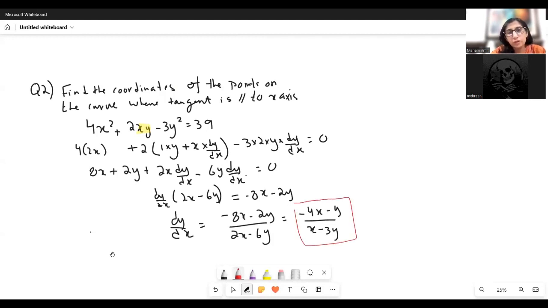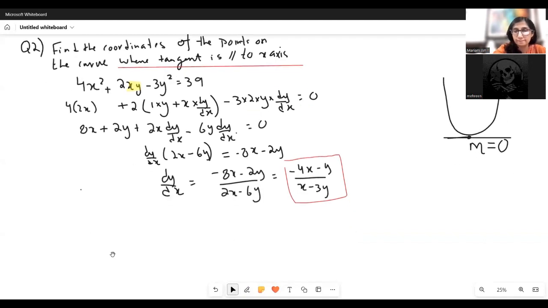Okay, now it says find the coordinates of the point on the curve where the tangent is parallel to the x-axis. I'm just going to draw a random curve and draw a tangent that is parallel to the x-axis. So this is what the tangent would look like when it's parallel to the x-axis. So what is its slope here? The slope is 0. That means dy over dx should be equal to 0 if it has a tangent that is parallel to the x-axis. So dy over dx is minus 4x minus y upon x minus 3y equals 0.